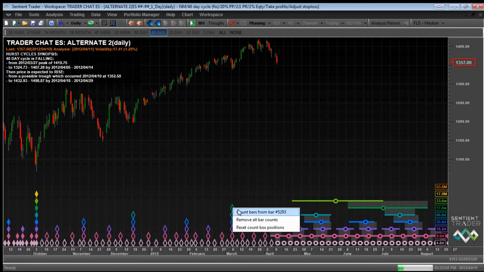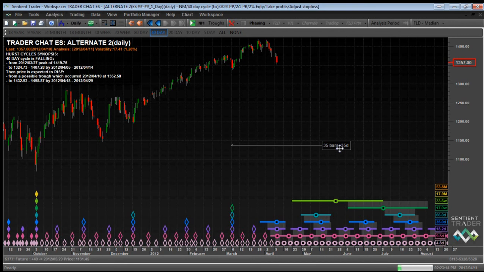And since then, about 36 days have passed. How can you count the bars from a trough? It's very simple. You right-click and you count the bars. There we go. So that's counting the bars from that most recent 20-week trough.